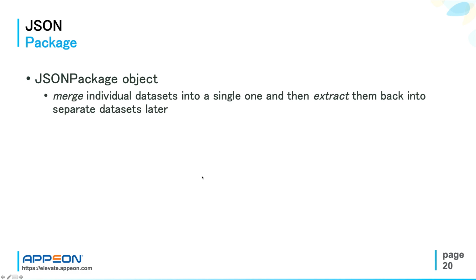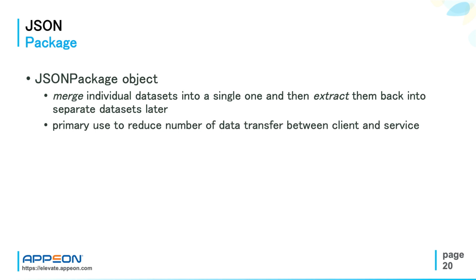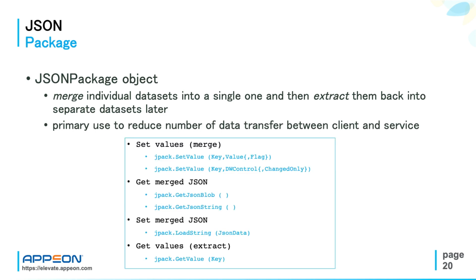The JSON package: whenever you need to transfer JSON data across the network, the JSON package object allows you to merge multiple data window data into a single one and then extract them back. Primary use is for faster network performance. With all the PowerBuilder API here, also available in PowerServer, merge individual record sets by setting the values of the sets, get merged JSON as a string or blob, load JSON, or get a JSON provided a specific key name.